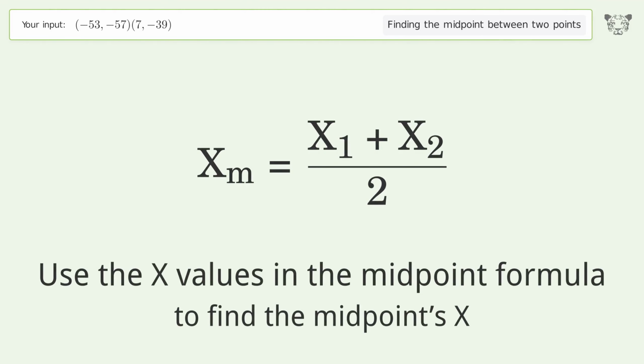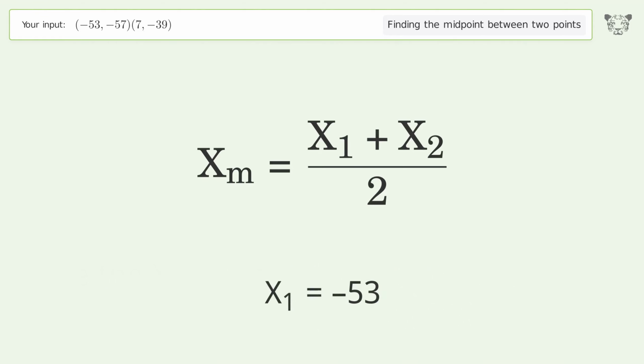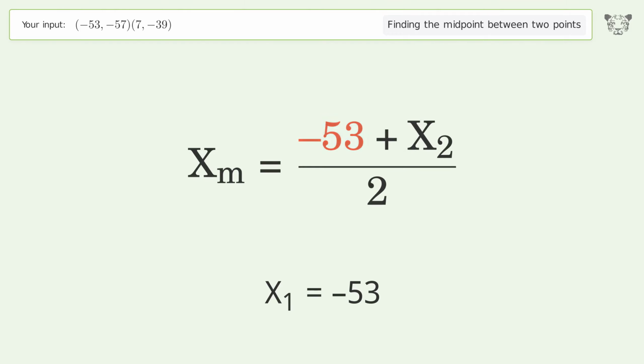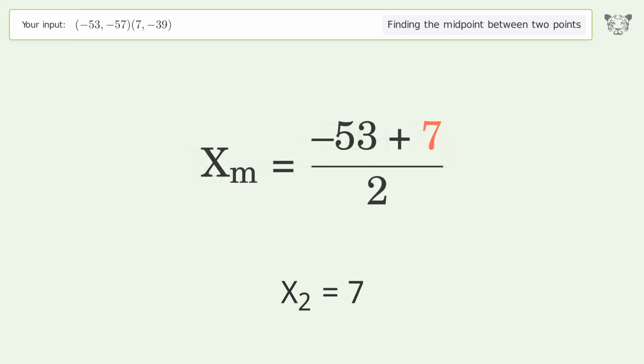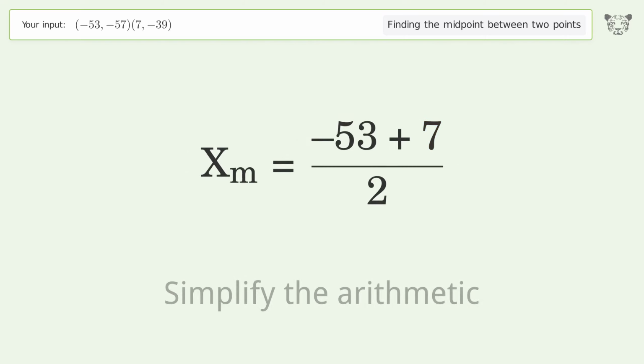Use the x values in the midpoint formula to find the midpoint's x. x1 equals -53. x2 equals 7. Simplify the arithmetic.